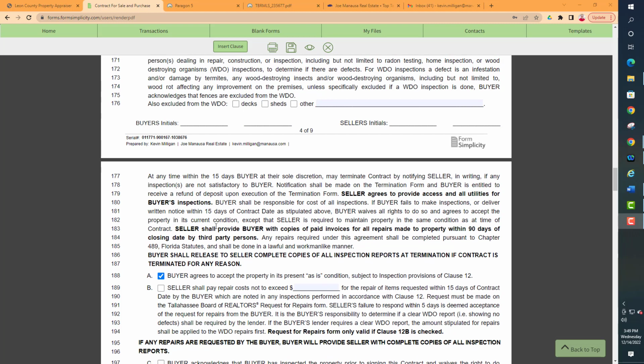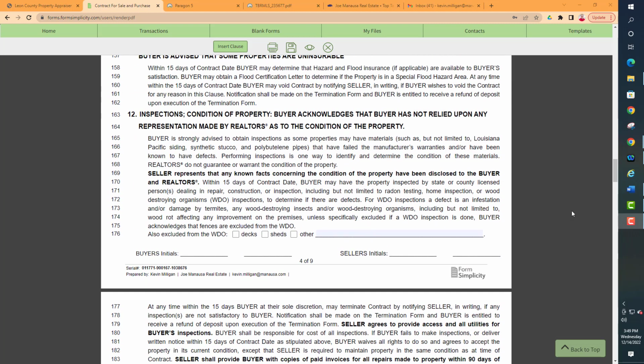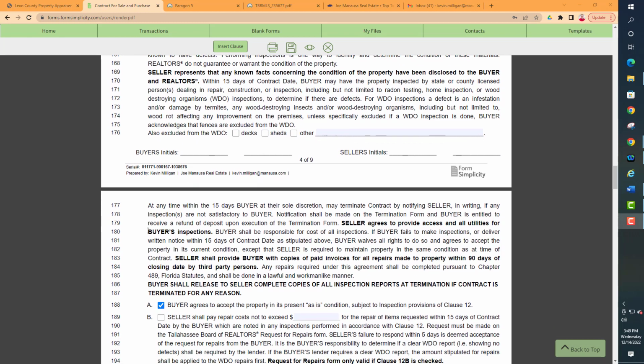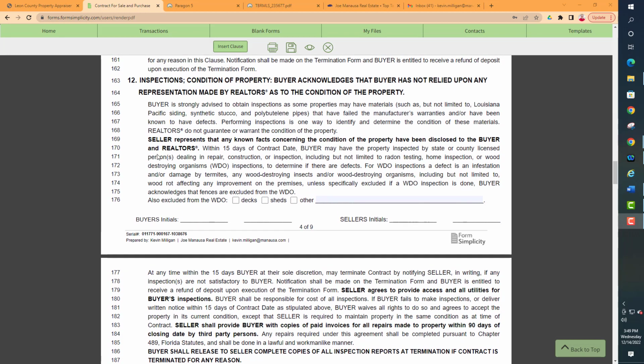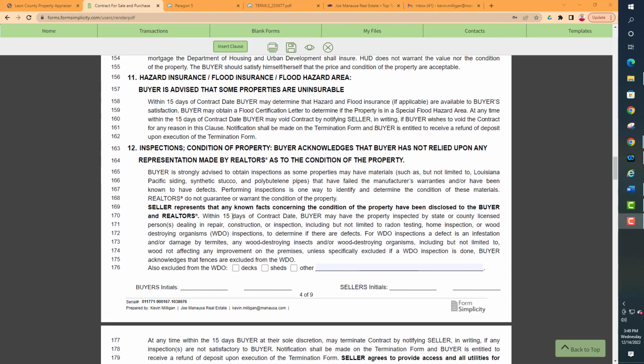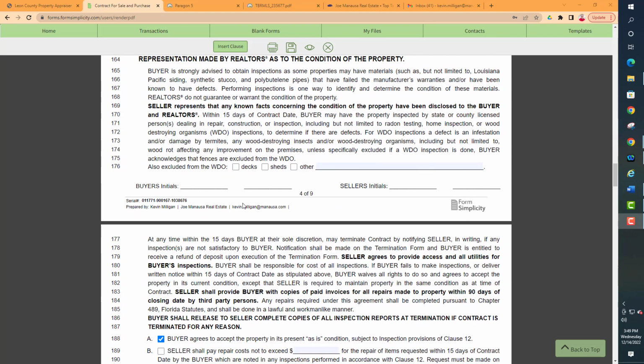Now, after you understand what's in this section of the contract, know that we usually check 12A. Okay, buyer agrees to accept the property in its present as is condition, subject to the provisions of clause 12 above. All right, so 12A, 999 out of 1,000, we're going to be checking that. That means it's an as is deal.